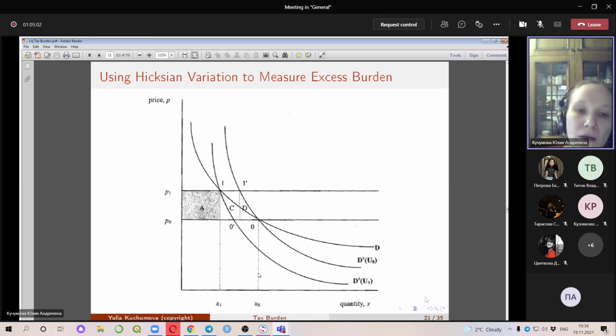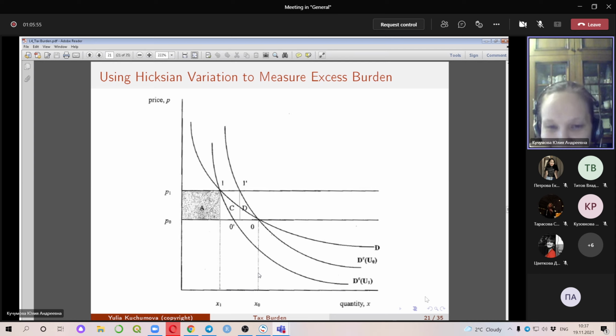Then what is the tax paid to the government here? It's area A. And then the difference between the EV and area A, which is taxes paid, is the measure of excess burden based on the equivalent variation, right? This triangle between point 1, 0 prime and the gray area A.